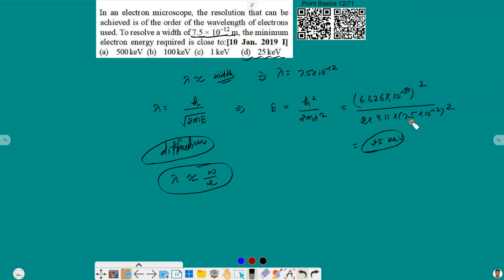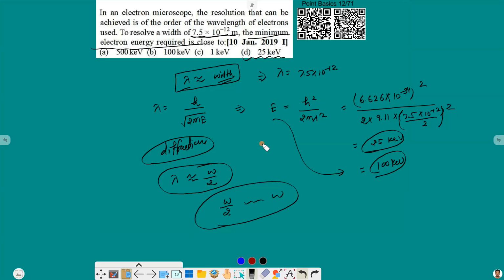is a divide by 2 and whole square, and from that our answer will be 100 kilo electron volt. But then the energy is increased, and what we have to find is the minimum energy required. So normally for diffraction we take the case that lambda is comparable to half of the width, but here we will take it comparable to the width because we need the minimum energy required. For resolving, we can take any value between half of the width and the complete width. So here we have taken lambda equal to the width.